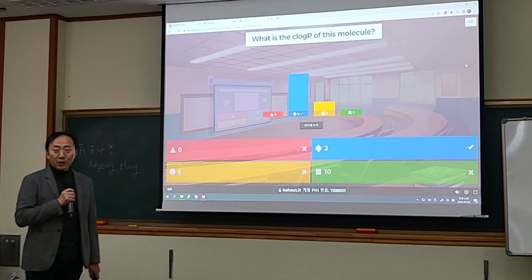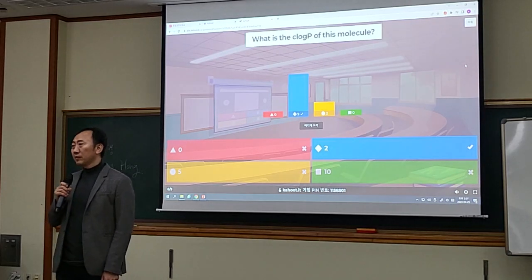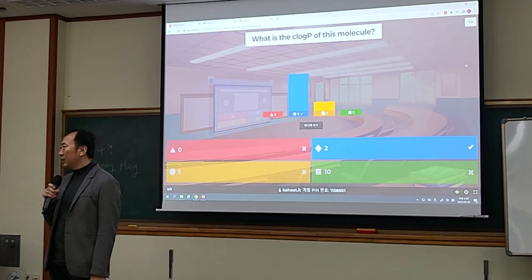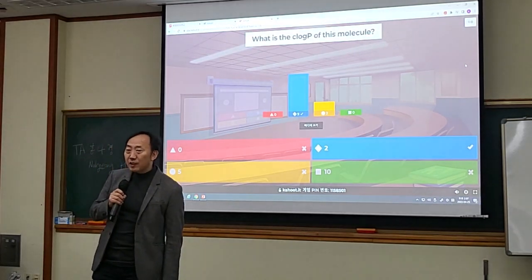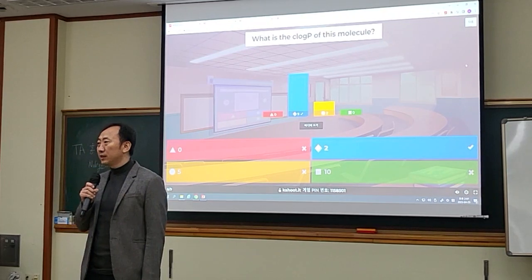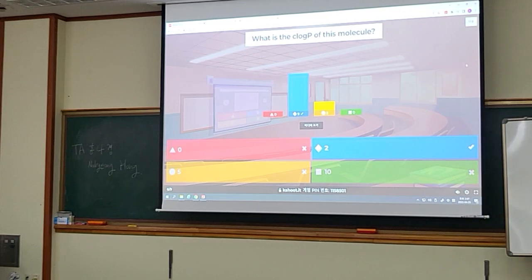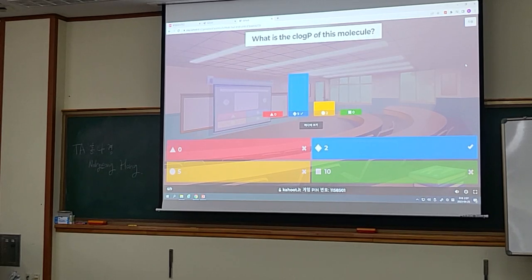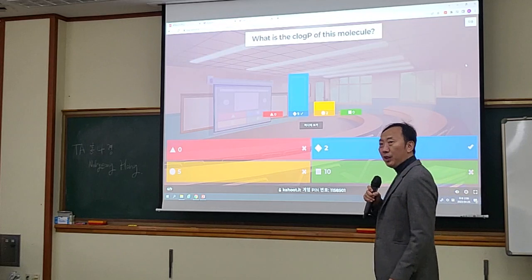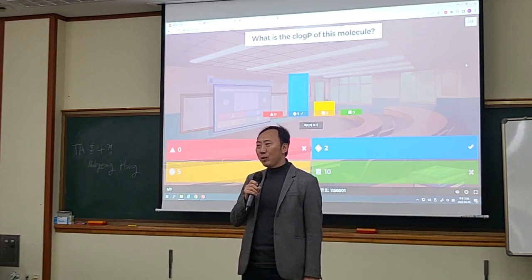Most of you got the right answer. Approximately, here, what is the P? Probability? Popularity? Partition. Partition coefficient. Partition between what and what? Say again? Normal octane and water, he said. Partition coefficient between normal octane and water. Can anybody correct it? It's close, but there's one mistake.